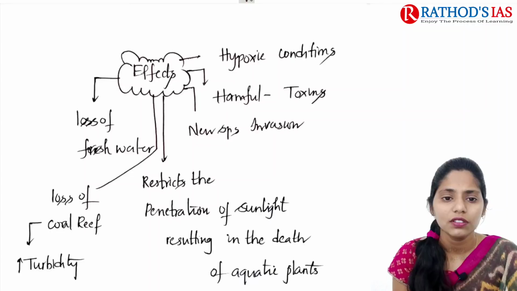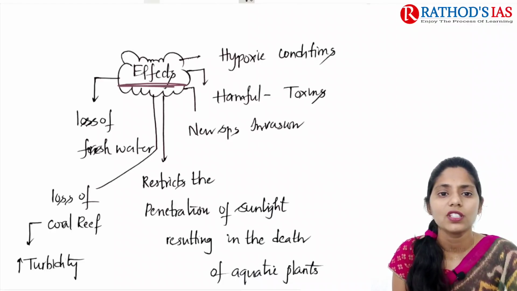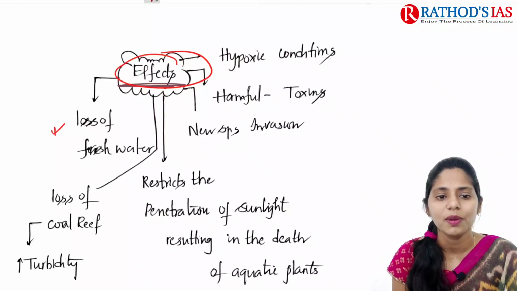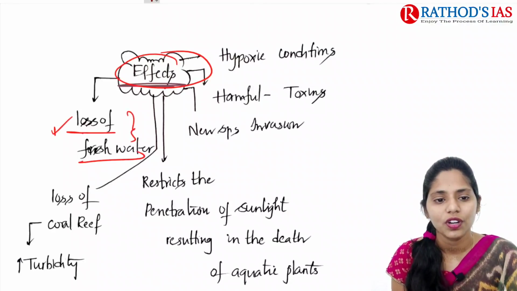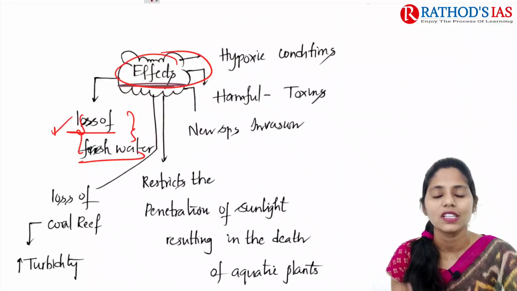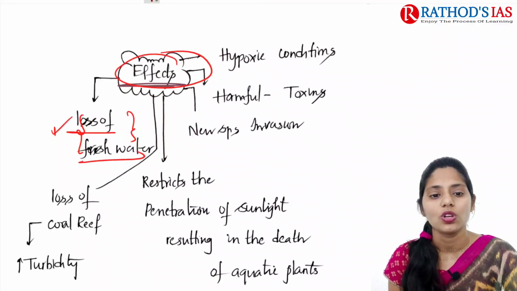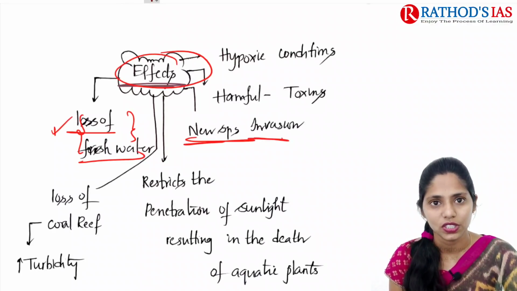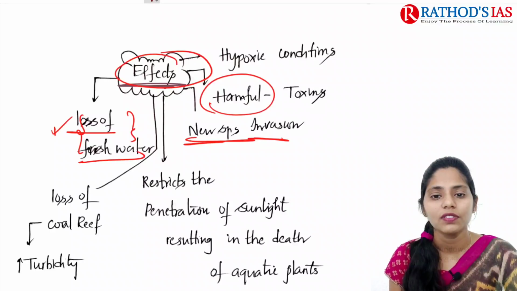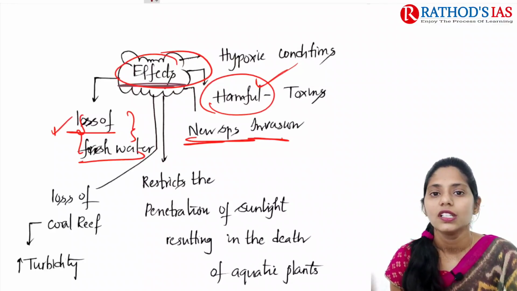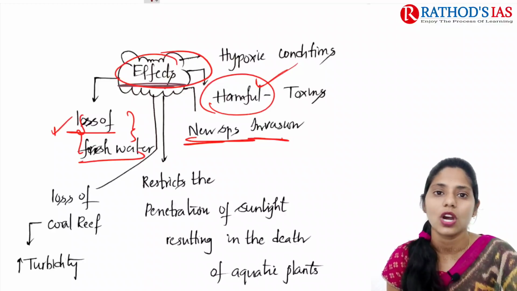And next, if you're talking about the effects of eutrophication, the first one is the loss of fresh water. Whenever there is an increase in nutrients in water bodies, that will lead to algal blooms, which will lead to loss of fresh water. And we can also see new species invasion, and some algae mainly growing in that eutrophicated water are releasing some toxins.